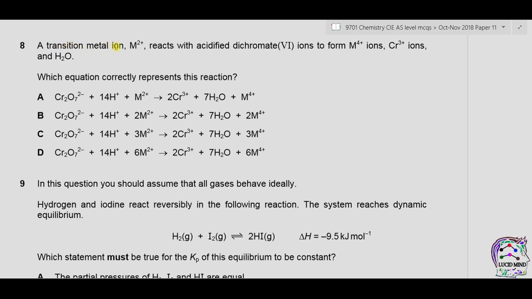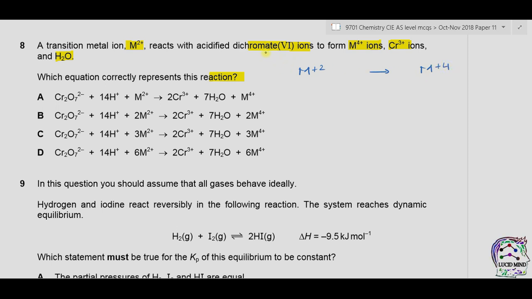Question 8. A transition metal ion M+2 reacts with acidified dichromate(VI) ions to form M+4 ions, chromium+3 ions and water. Which equation correctly represents this reaction? We can write two half equations. First one is M+2, which converts into M+4. So it will be M+2 forms M+4, and this is oxidation.